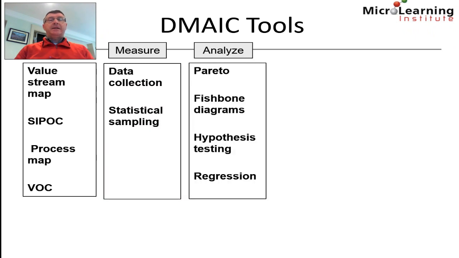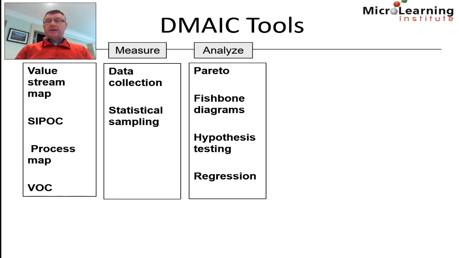At the analyze stage, we might use a Pareto analysis to analyze the data collected during measure. We might use a fishbone diagram to further understand the data that we collected during the measure phase. We might do some hypothesis testing to test particular hypotheses and see are they consistent with the measurements that we've taken. Or we might also do some regression or correlation analysis to see are there correlations between variables that we've collected at the measure stage.